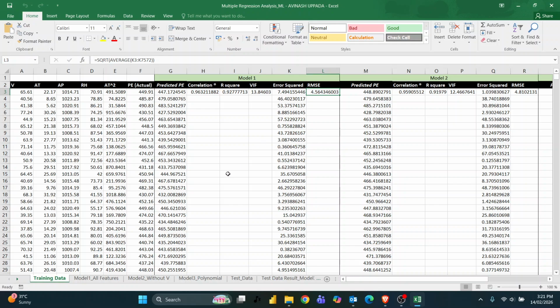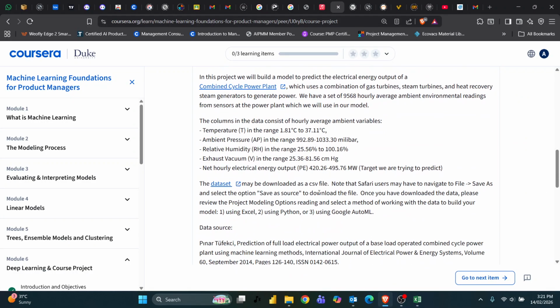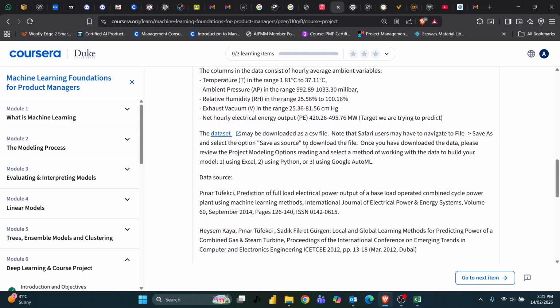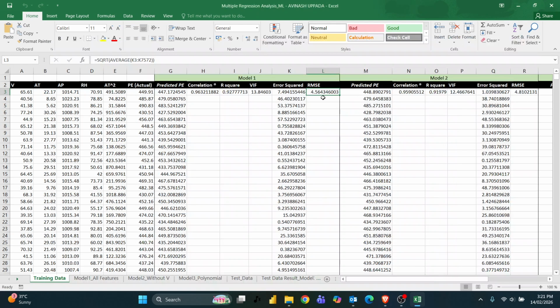RMSE is an error metric which tells how much variance we expect from the actual expected output. If you see the problem statement, the actual output that we were predicting was in the range of 420 to 495 megawatts, and my model is yielding an error range of 456 megawatts, we could say, which is well within the range.